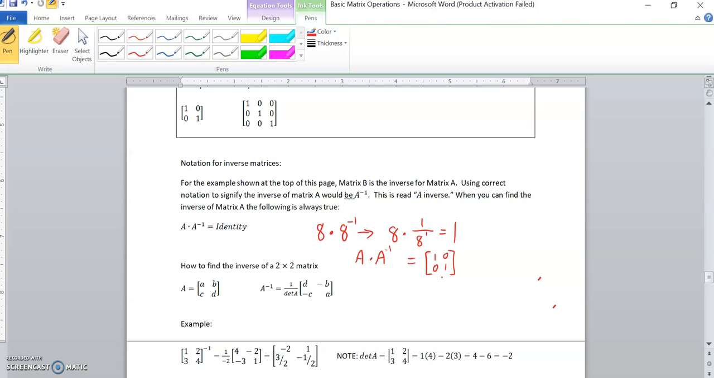So that's where we're coming from. That's how we can tie this back to what we've learned over the last several years of math. So in general, how do you find the inverse of a 2x2 matrix? So how did we get matrix B? That wasn't just a guess. It was a mathematical calculation.